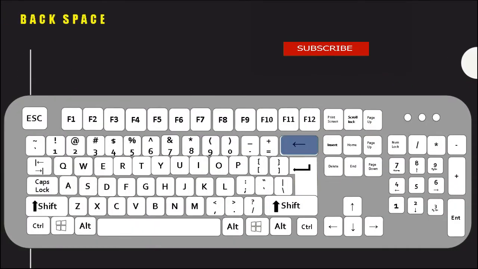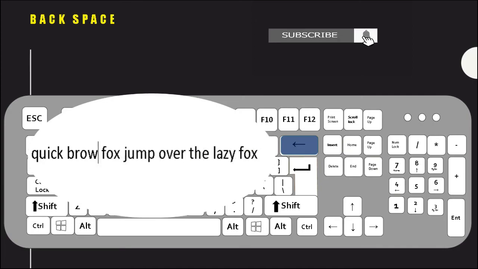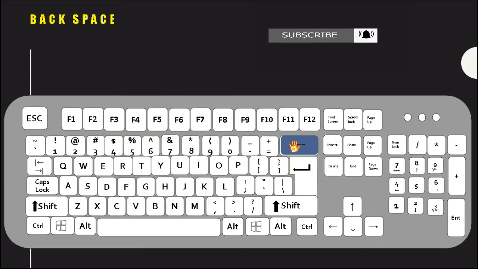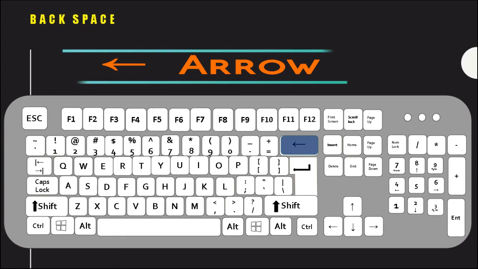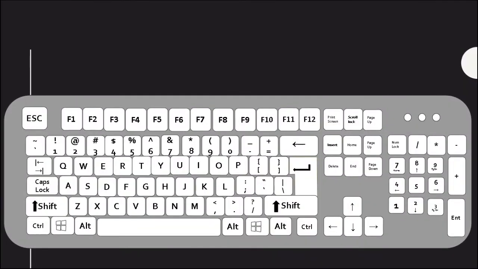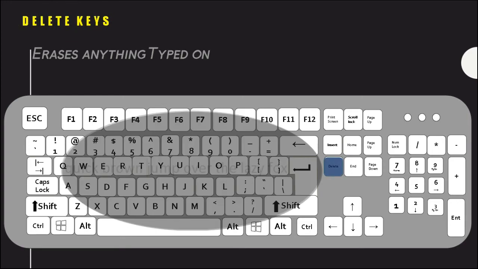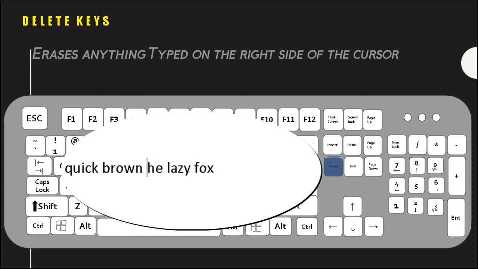Next we have the backspace key. This key erases the letter to the left of the cursor. This key is marked with a left arrow. And next and the last key we have is the delete key. This key erases anything that you have typed on the right side of the cursor.